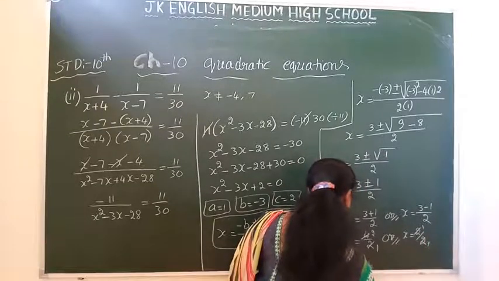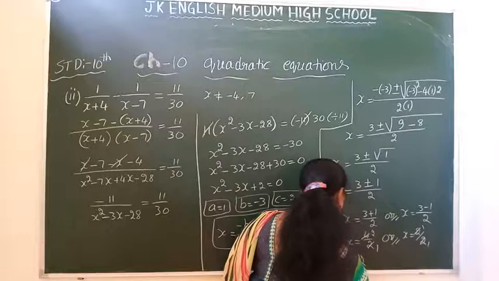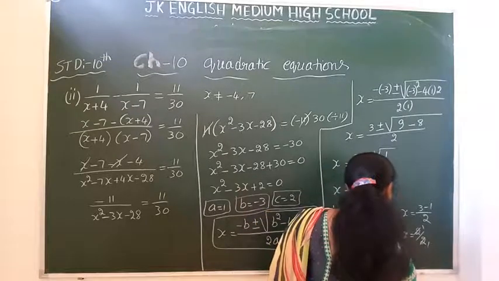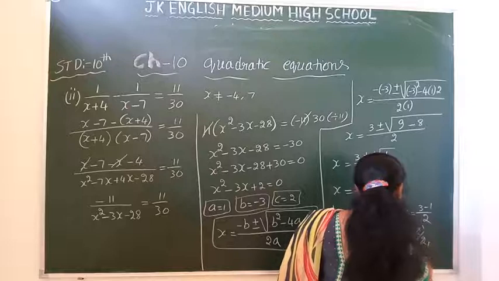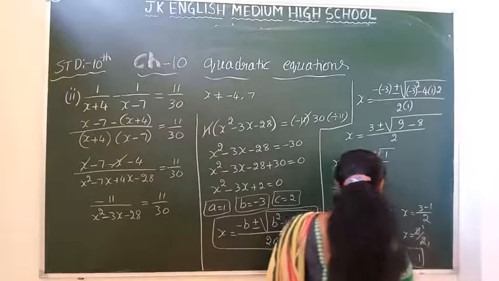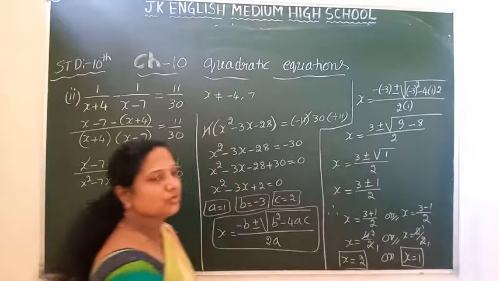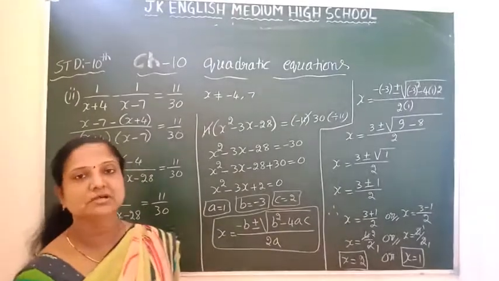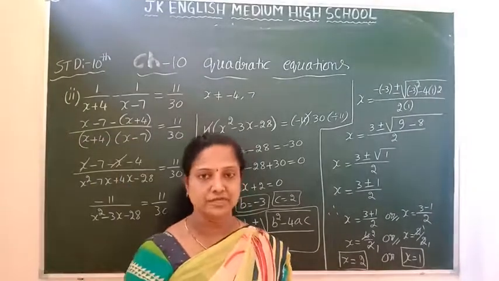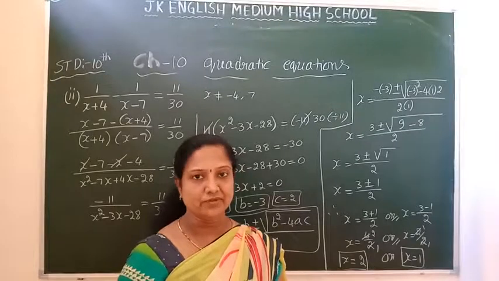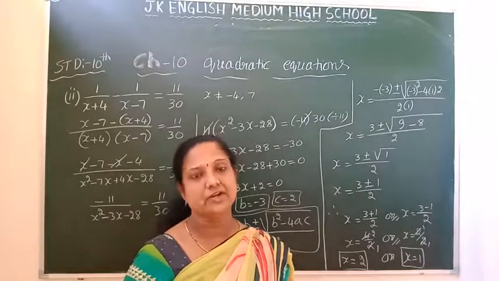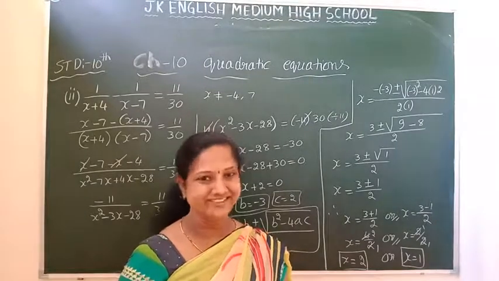So I got the roots of this quadratic equation: x is equal to 2 or x is equal to 1, children. Write down. So in this manner you have to reduce the given question to the standard form of a quadratic equation. Then you have to solve it by using the formula method or the factorization method. Okay children, write down.